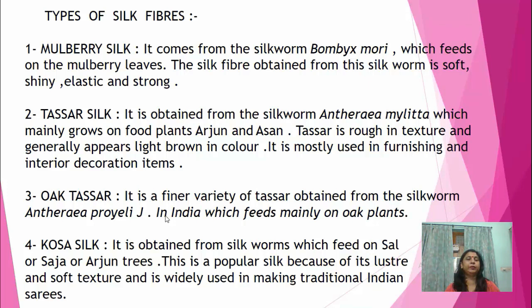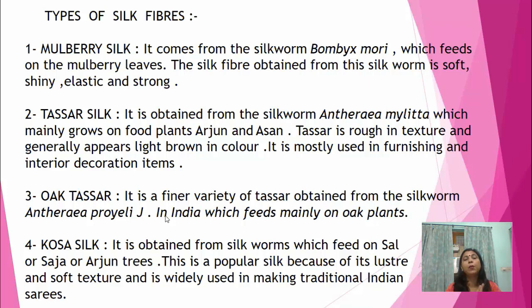Now the third type of silk fiber is oak tussar, which is a finer variety of tussar. Means tussar silk is the main variety and oak tussar is somewhat finer than the tussar silk. It is obtained from the silkworm Antheraea proylei J in India, which feeds mainly on oak plants. As the name is suggesting, oak tussar, so it feeds on oak plants. Mulberry silk feeds on mulberry leaves.